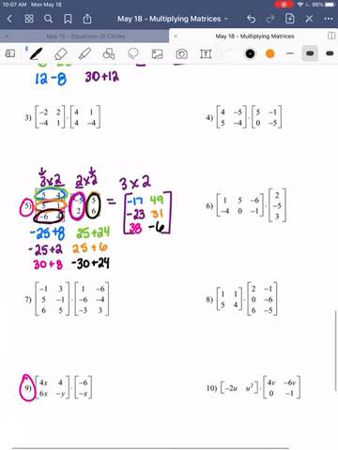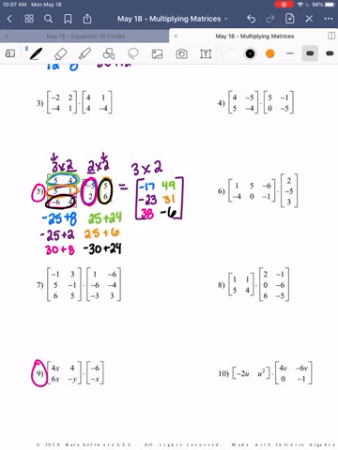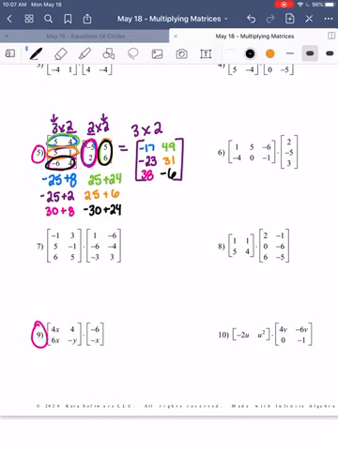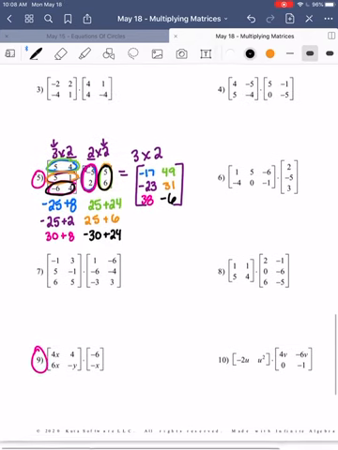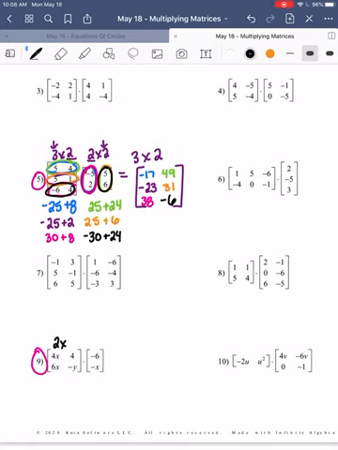And then the last thing I want to show you is that you can also do it with variables. So don't get flustered or whatever with variables. We're going to do the same exact thing. All right, so let's make sure we can do it first of all. So we have a 2 by 2 here, and we have a 2 by 1. So our answer is going to be these match. So yes, we can do them. And our answer will be a 2 by 1. Okay?